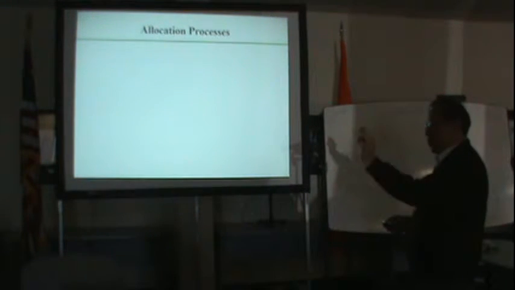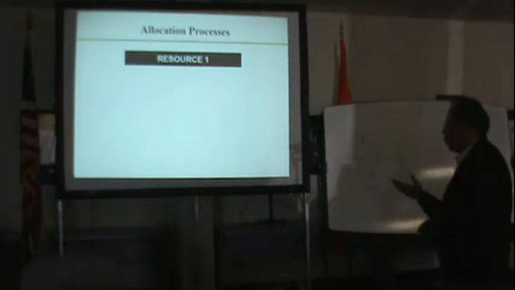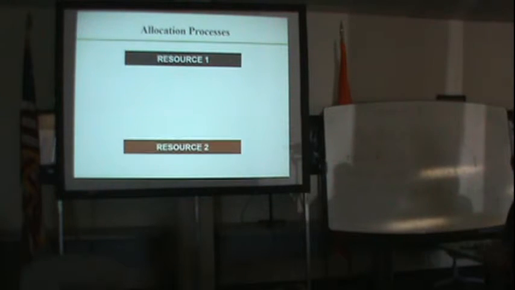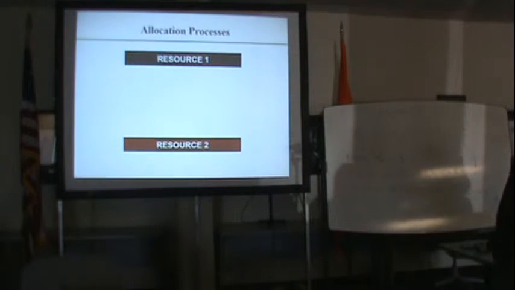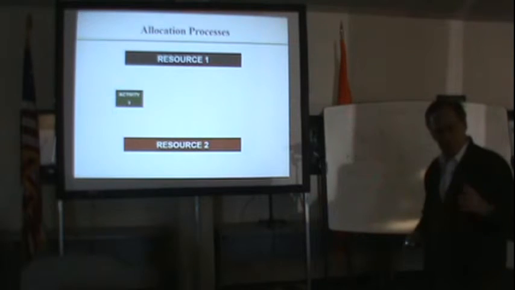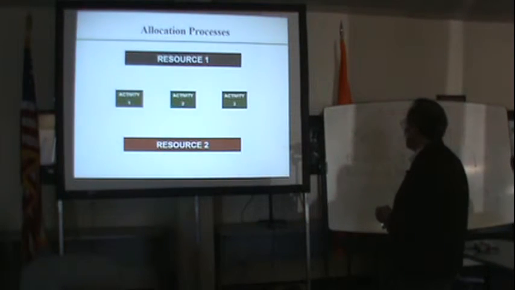Okay, the allocation problem, this is our problem. Let's say you have one resource, I call it resource 1. This is particularly important to us. And another resource, at this time let's start with 2 resources. I'm calling them the black resource and the red resource. And we are going to perform some activities represented by green boxes: activity 1, activity 2, and activity 3.